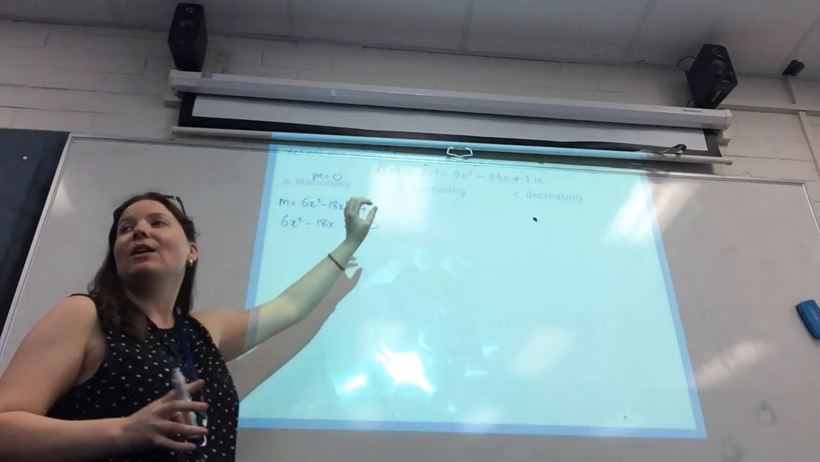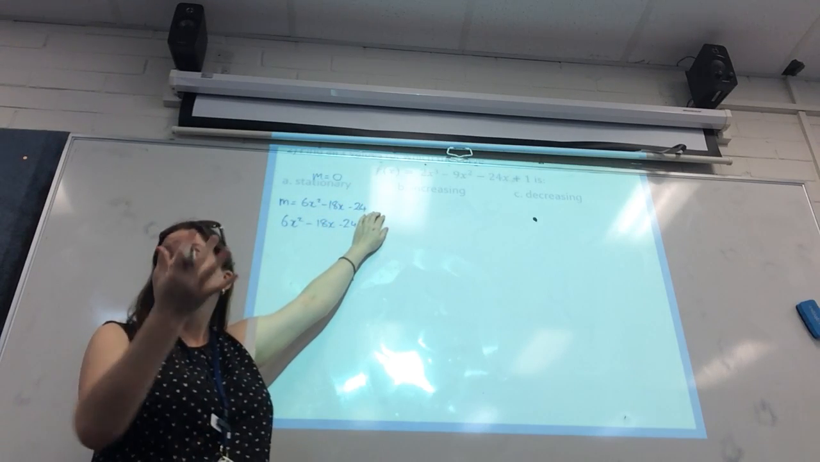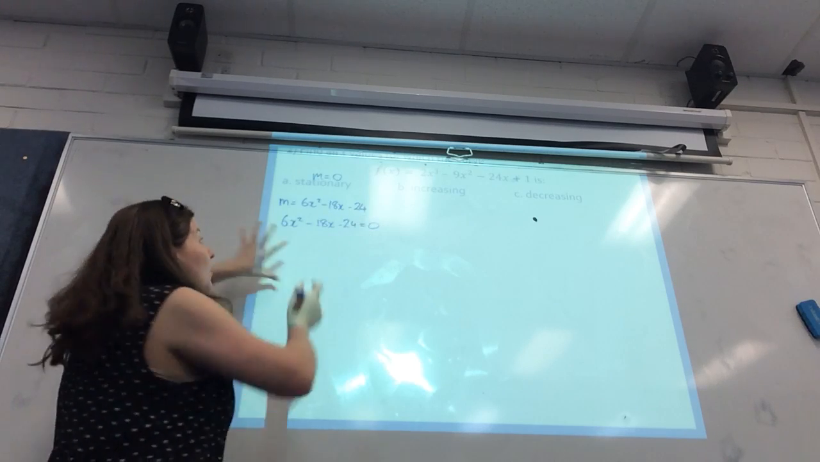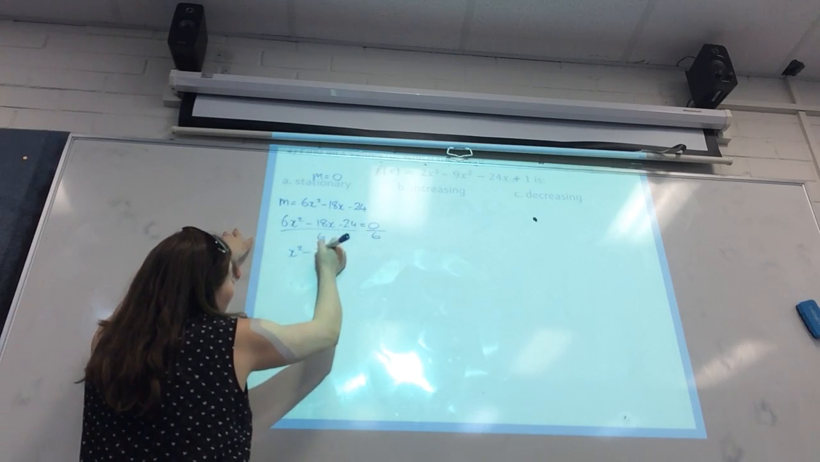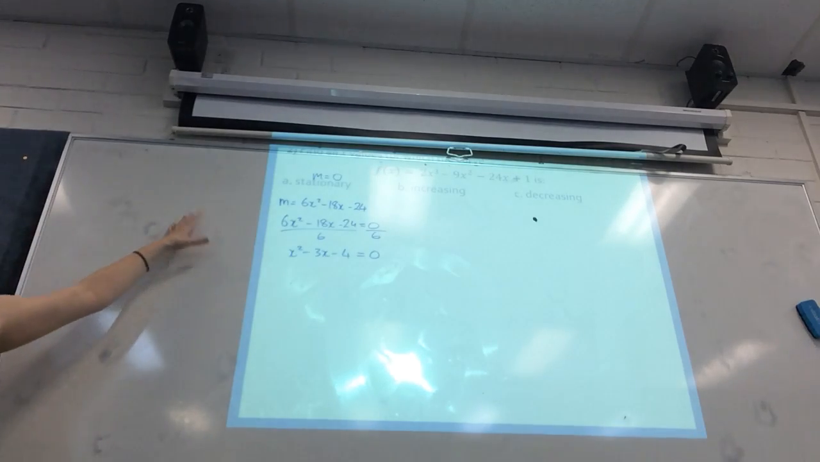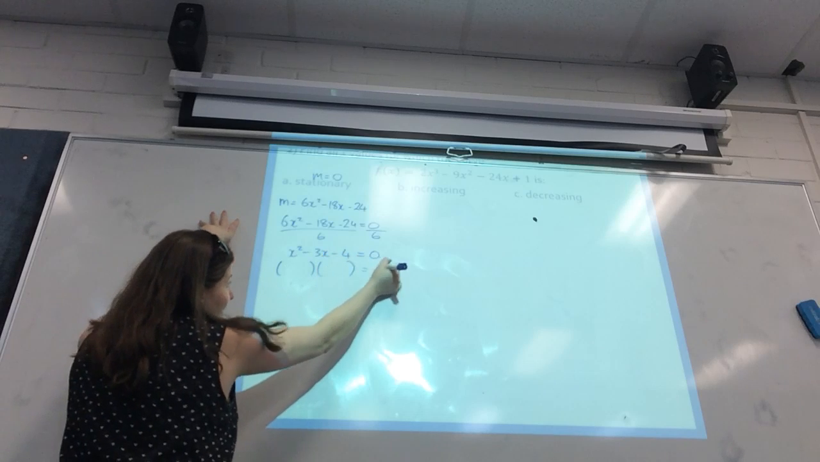Now, remember, we can only do that because it's an equation. If it weren't equal to something, we could factorize and take out the 6 and then continue to factorize. But we can only do this because we have two sides. Okay, and then this is much easier for us to factorize.